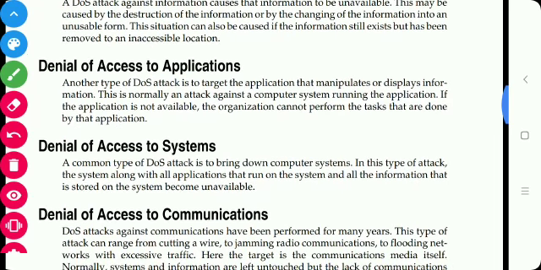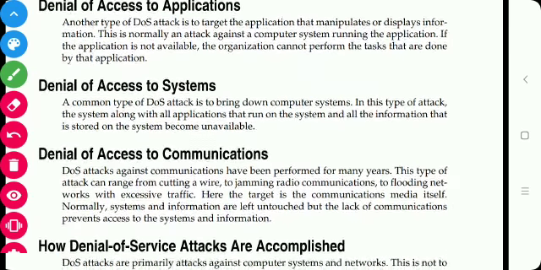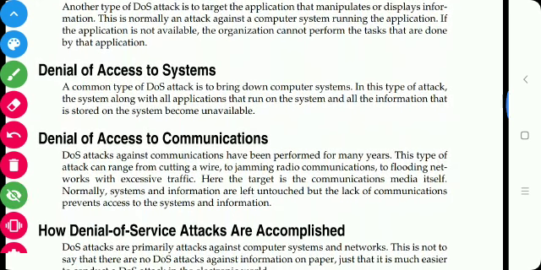Next is denial of access to systems. Systems means your computer systems. So denial of access to system means here the computer systems are turned off, so that the users cannot use that system, or that system may be stolen by the attacker.